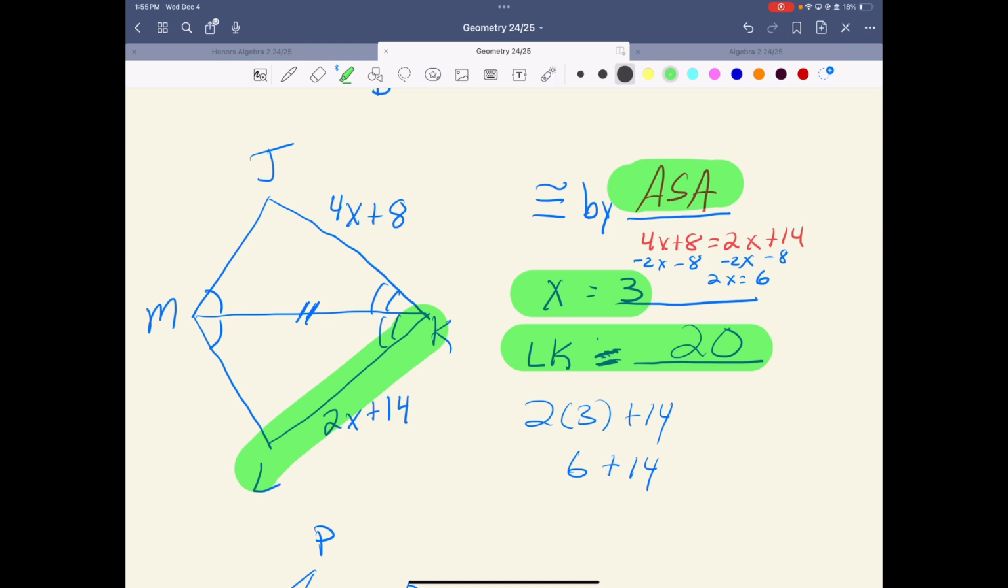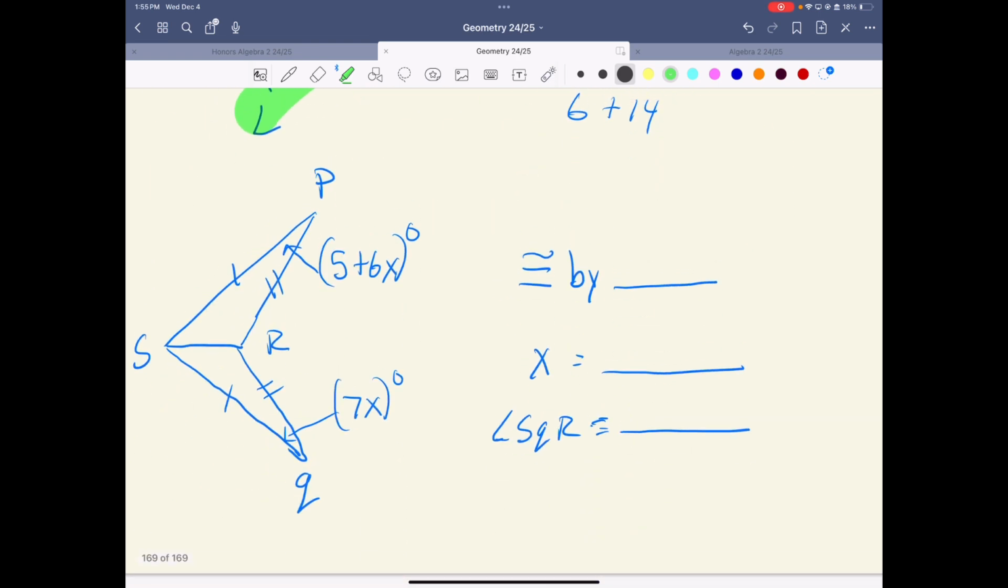Okay. Go ahead, do that one. Give you about a minute and a half. Siri, set timer for a minute and a half. A minute and a half, counting down.